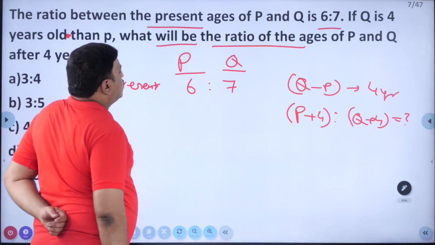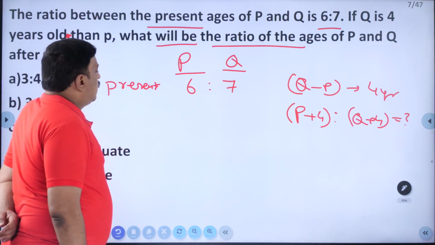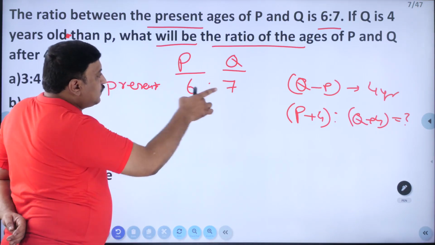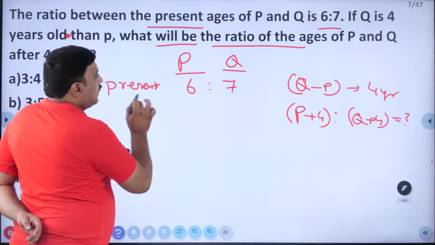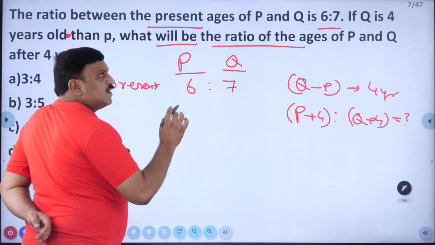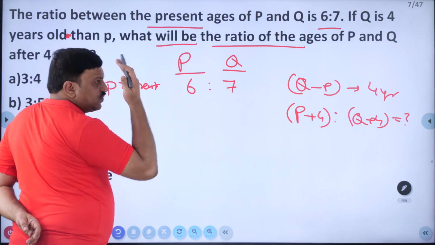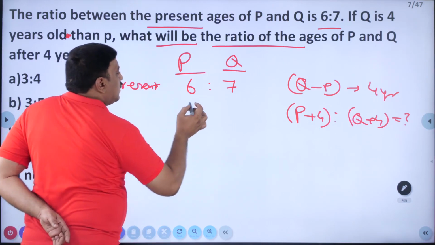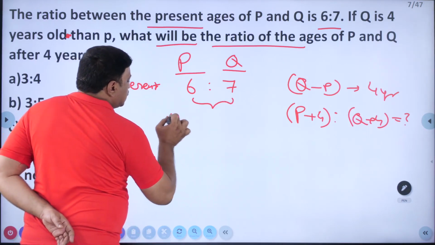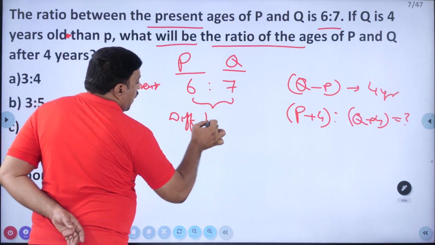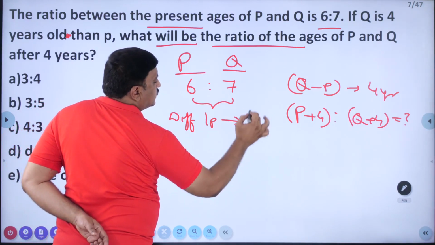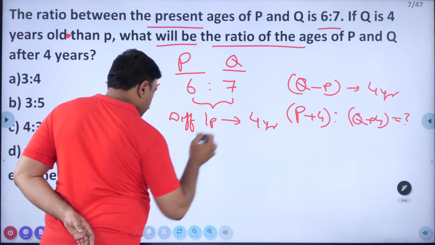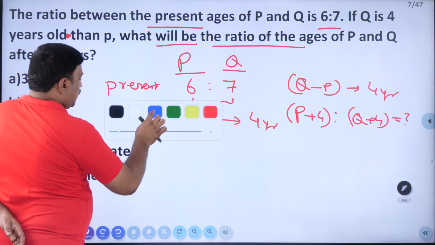Here 6:7. Then the difference is 4 years. In any case, whether it is present or future, the difference is standard, no? So don't bother about that one. So here the difference is how many parts? The difference is one part. One part is equal to how much? It is 4 years.